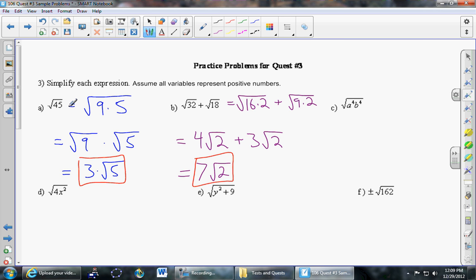Part C, square root of a to the 4th, b to the 4th. So the basic idea here, you don't need to put it, but I'll put a 2 in there. That's the invisible index.